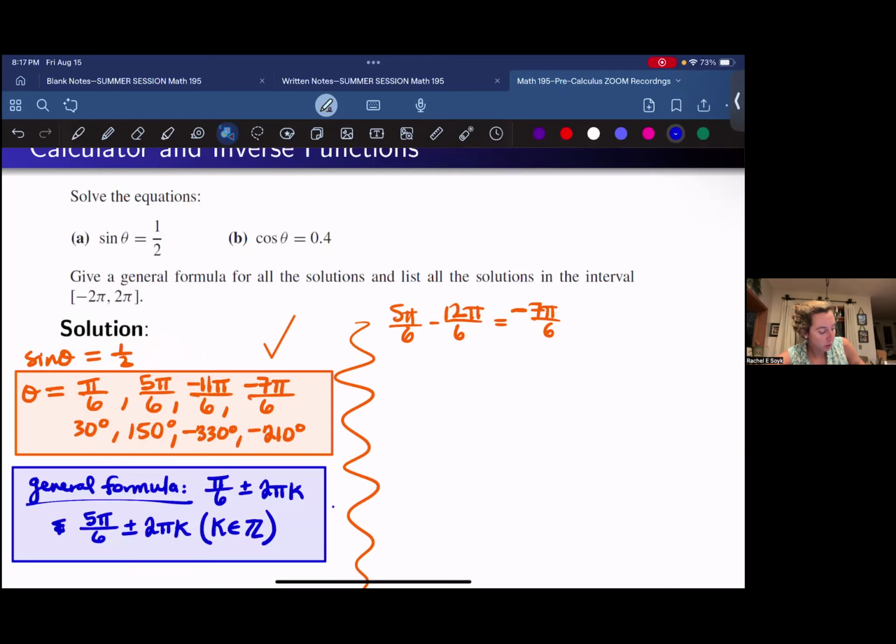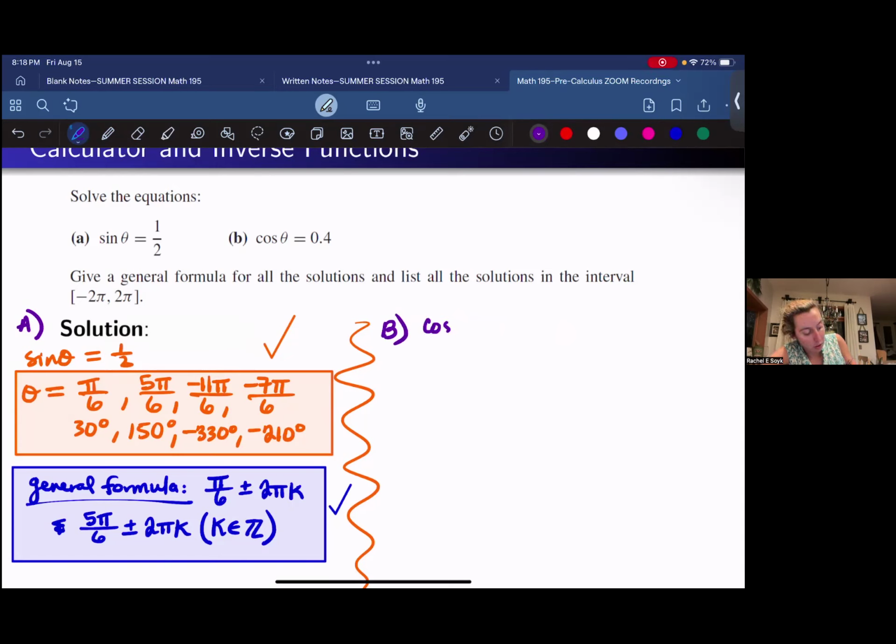So I just put the general formula for radians, but again, if you wanted to do it in degrees and they asked you to specifically do it in degrees, then it would just be 30 degrees plus or minus 360K, where K is an element of our integers. All right, that completes our part A for this problem. Now let's take a look at our part B, where we do need to utilize a calculator now because we're not dealing with some famous angles here.